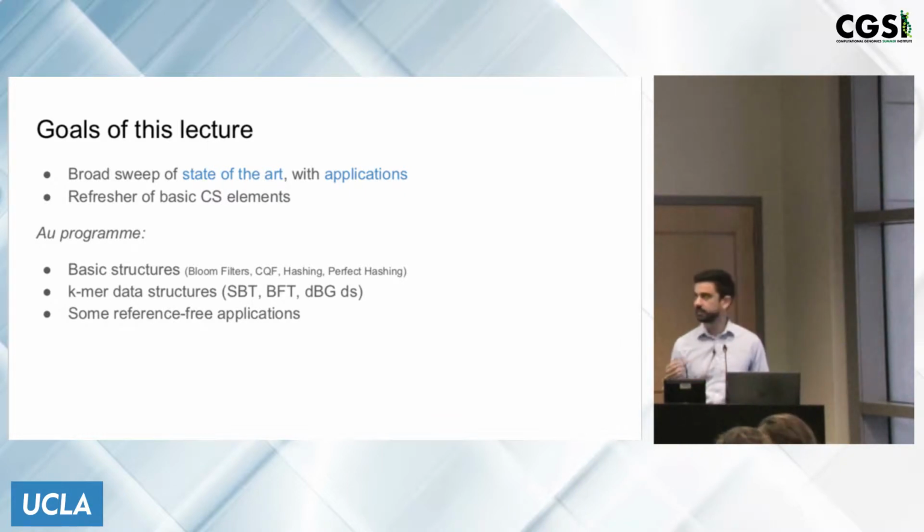Then we'll move to more advanced, more recent k-mer-based data structures: sequence Bloom tree, Bloom filter tries, and some data structures for de Bruijn graphs. And finally, I'll mention some reference-free applications because I noticed that it was in the parenthesis in the title of my talk, so definitely I have to talk about this.